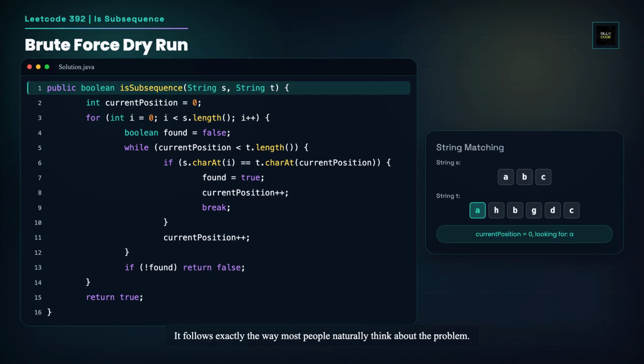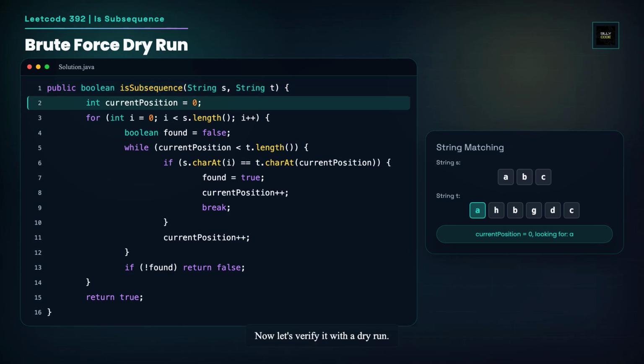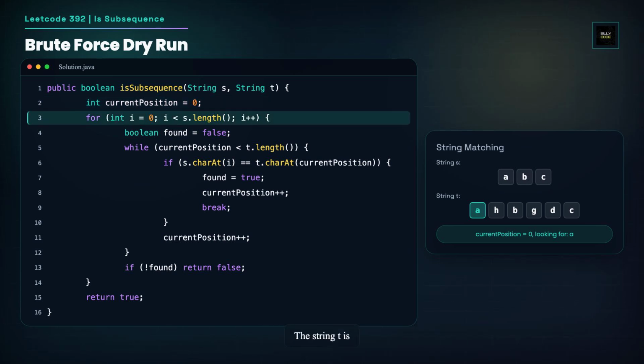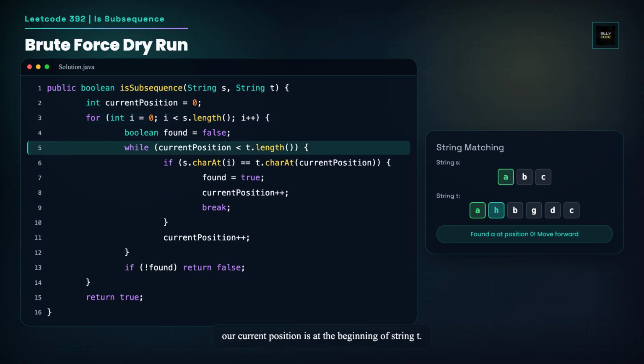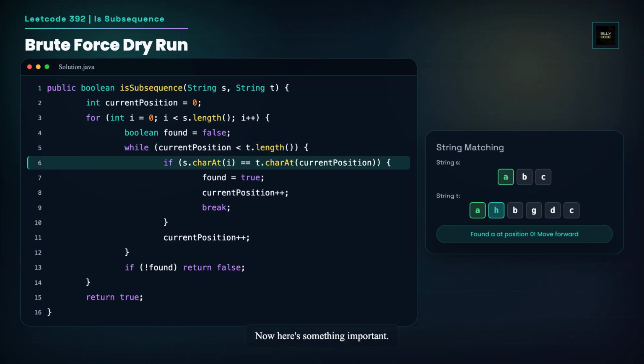Now let's verify it with a dry run. Let's use our first example. The string s is ABC, the string t is AHBGDC initially. Our current position is at the beginning of string t. The first character we want is A. We start scanning. The very first character is A, perfect. We found our match. Now here's something important. Should we ever look at this character again? No. We've already matched it. So we move our current position to the next character.